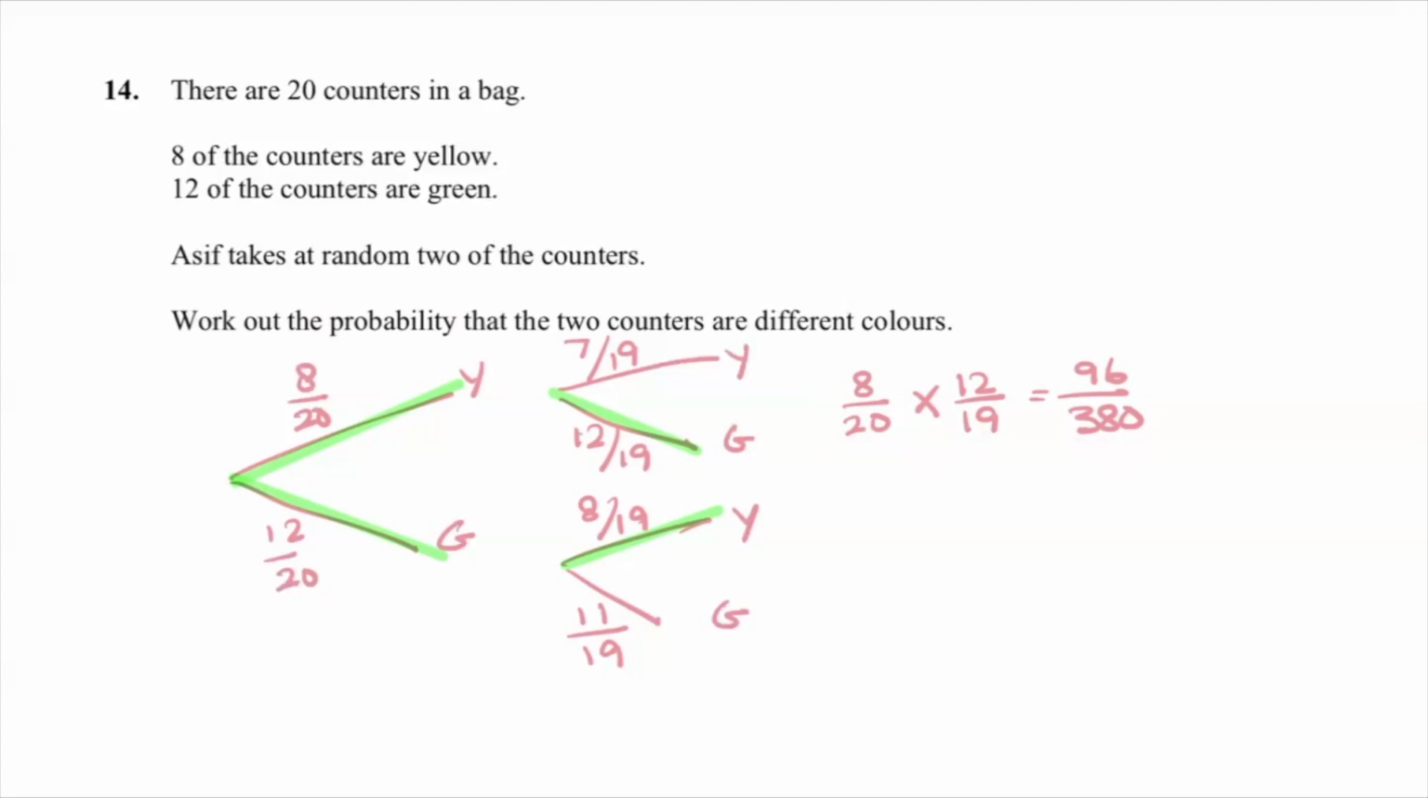And then our second pathway was green, 12 20ths times our yellow. And it really is just the other way around, isn't it? It's the same maths. When you get 2 outcomes, you don't have 2 answers. It just means you've got a little bit more to do. We add our answers. So we're going to do 96 plus 96. I've got 12. Carry the 1. I've got 192 over 380.